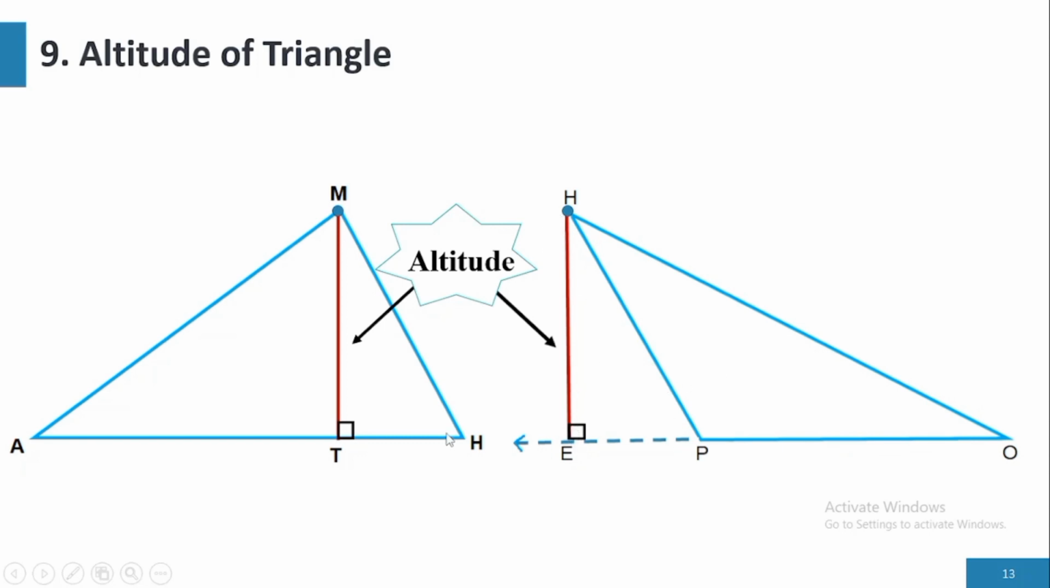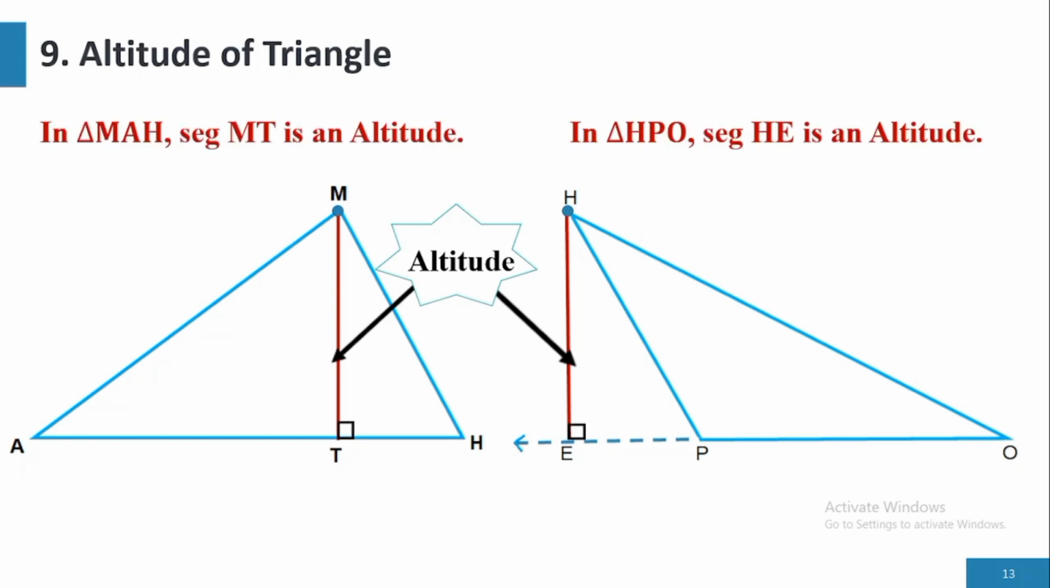Here the altitude is present in the interior of a triangle. So these are the 2 cases which you need to remember regarding altitude of a triangle. Let's just focus here. These 2 are the altitude of the given triangle. In triangle MAH, segment MT is an altitude, and in triangle HPO, segment HE is an altitude.